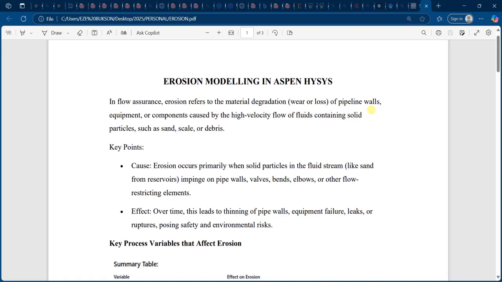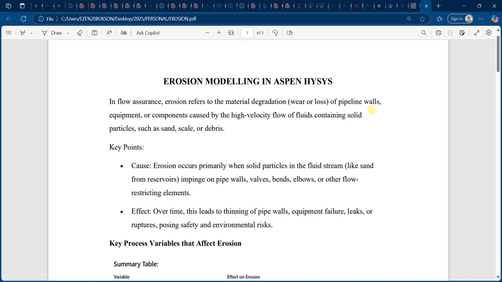Now, the cause of erosion is basically the solid particles in the fluid stream, right? So you have solid particles contained in the fluid that is flowing through either the pipe or the equipment, right? So these solid particles are the causes of erosion. Now, when the fluid flows at very high velocity, these solid particles lead to the wear of the material that was used to actually construct either those pipes or equipment, right?